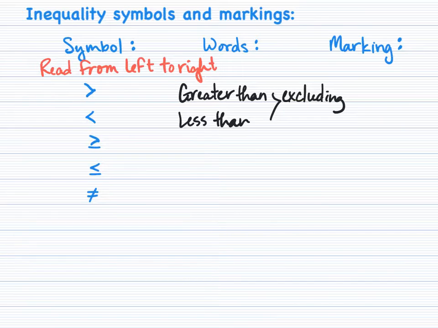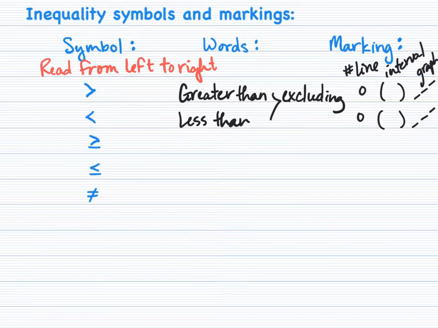The markings, if we're on a number line or on a graph, these are both shown with open circles. With an interval, these are shown with parentheses. And we're not doing this today, but if we are graphing a line or any other type of parabola or whatever else, then we are looking at dashed lines to indicate that those values are not included.